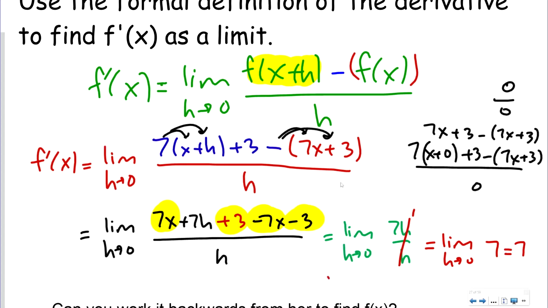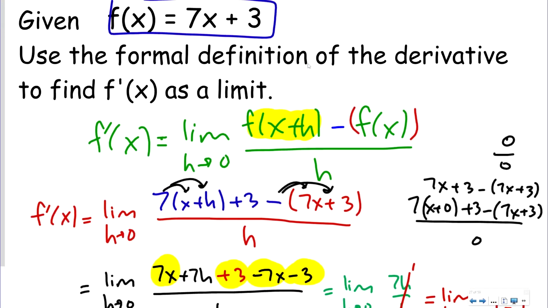So what does that tell me? That tells me that the derivative of 7x plus 3 is 7. So I could write that like this, as the derivative equal to 7. Or I could write y prime equals 7. It's the same thing, because remember, this is a code word for y, and y prime is another way to say the derivative.